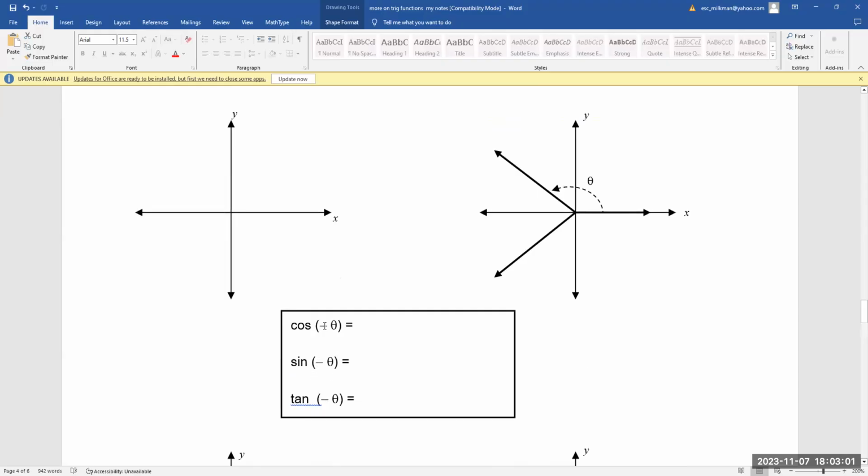Don't think of that as negative theta. Think of it as a negative angle. The cosine going down, the sine going down, and the tangent going down. How are they going to be related to the angle in a positive direction? Well, if you consider the cosine in quadrant 2, and you consider a point up here in quadrant 2, what is the cosine reflected down here? Let me go to the whiteboard and try to explain this more clearly.